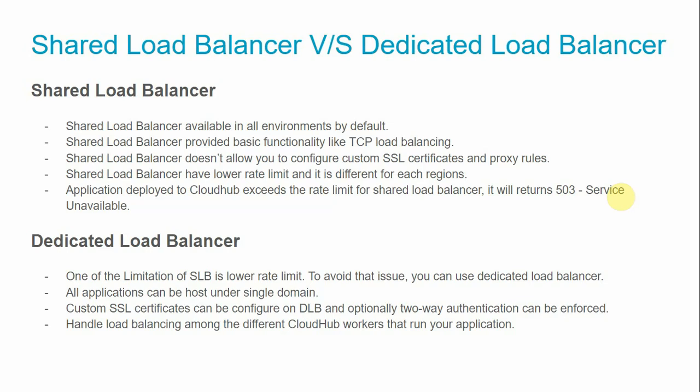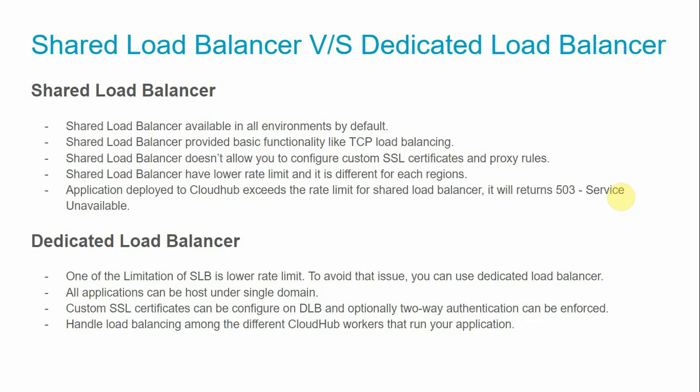Generally, there is a lower rate limit on the shared load balancer to maintain the stability of the application. So when your application deployed to CloudHub exceeds the rate limit, in that case that particular application will return 503 service unavailable. So how can you avoid that rate limit issue? In that case you can use the dedicated load balancer. The dedicated load balancer is one way where you can avoid this lower rate limit issue.